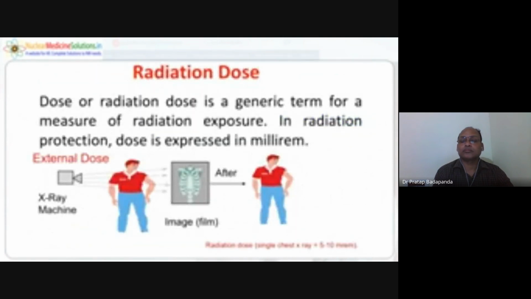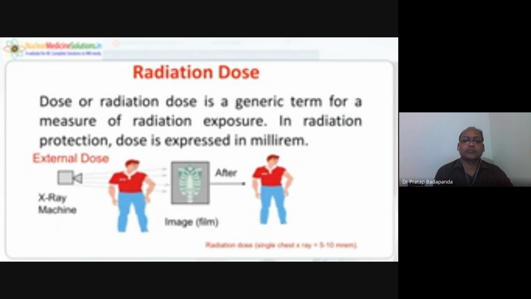Now in this slide, you see an X-ray machine. What is happening? It is giving some kind of radiation. You are able to get the picture of the chest X-ray, a film, and finally you come out. The person who comes out is not a radioactive person. He doesn't have any radiation, but he has been exposed and got the film.